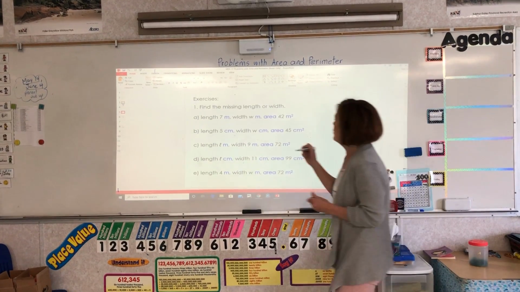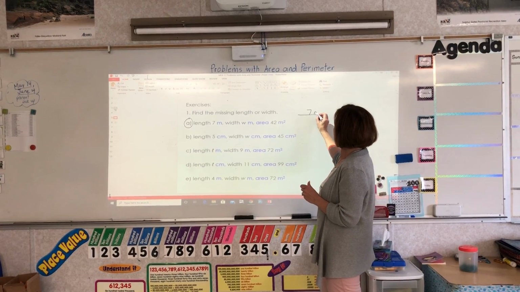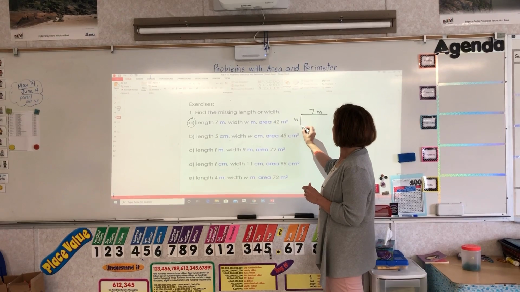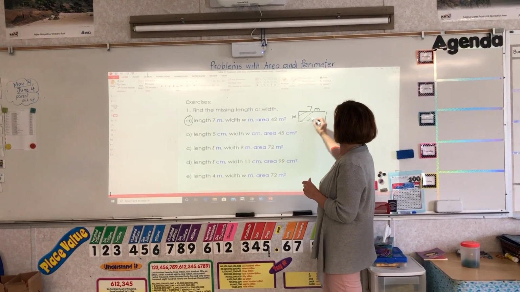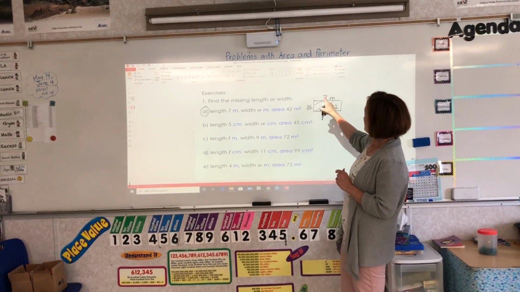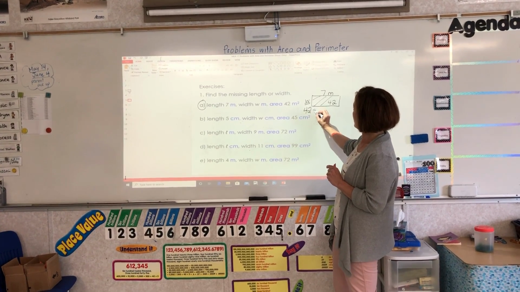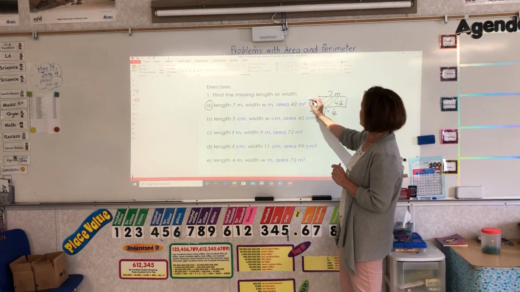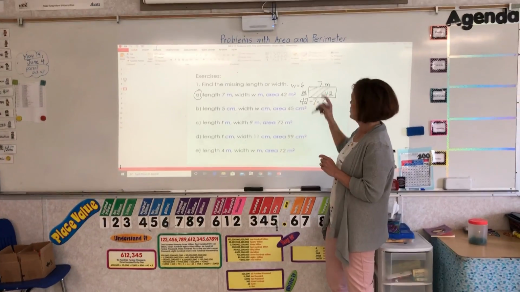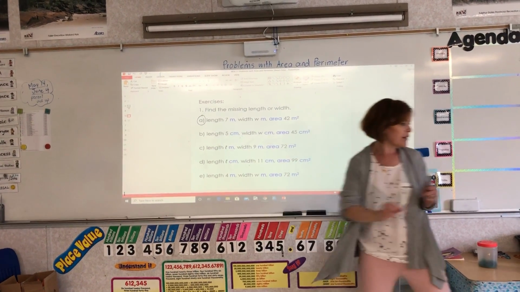All right, we'll just do one example on this list. Let's just do A. If I have a length of 7 meters, and I always like to sketch something when I'm thinking about it, and a width of W, and an area, an inside amount of 42, what is my missing piece? Again, we know that 7 times W equals 42, so we're going to solve by dividing. 42 divided by 7 equals 6. W equals 6. Let's double check. 7 times 6 equals 42. We did it. All right. Try another one.